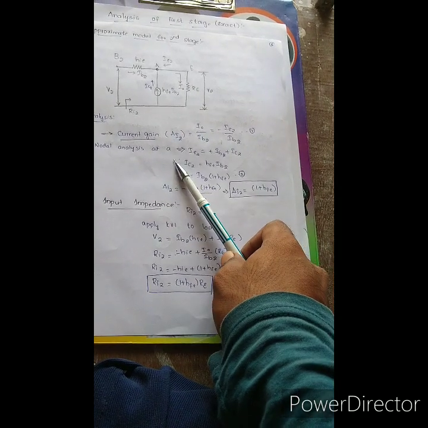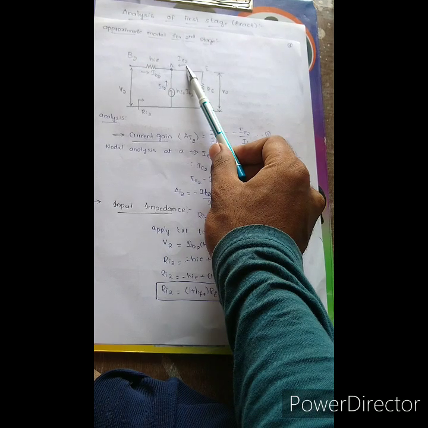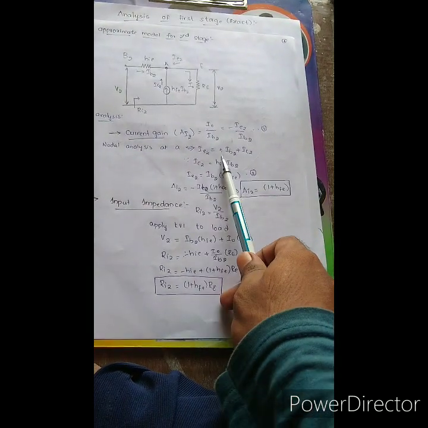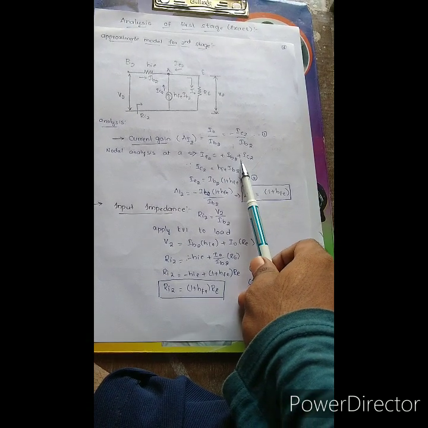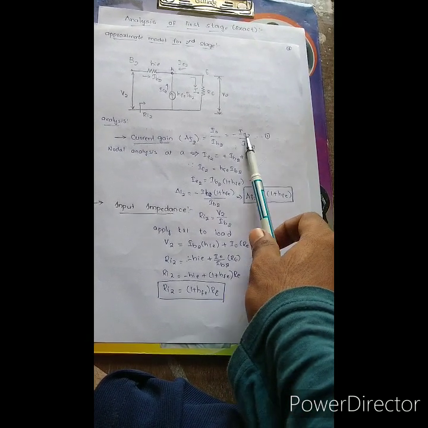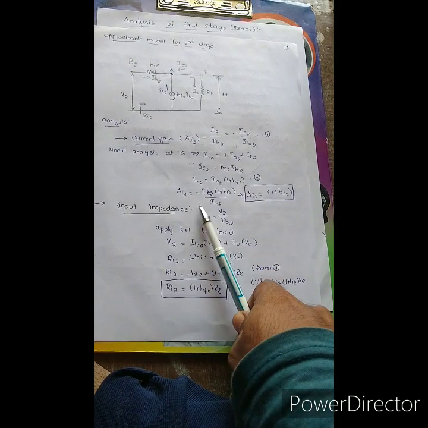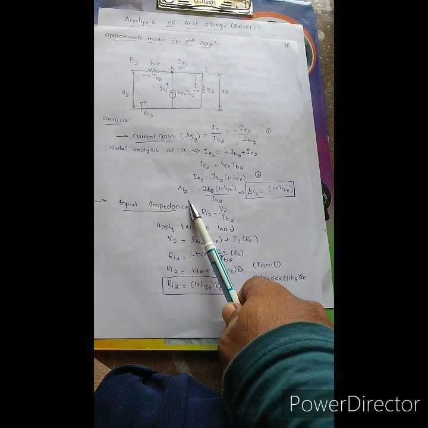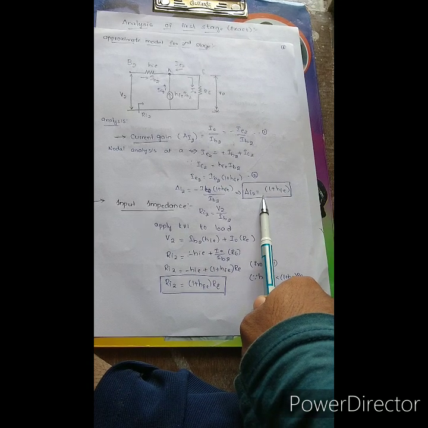Again, IE2 is found by applying nodal analysis at node A. IE2 is equal to IB2 plus IC2. So we put IE2 equal to IB2 plus IC2. Put the second equation in the first equation. We get AI2 equal to minus IB2 of 1 plus HFE by IB2. So AI2, the current gain of the second stage amplifier, is given as 1 plus HFE.